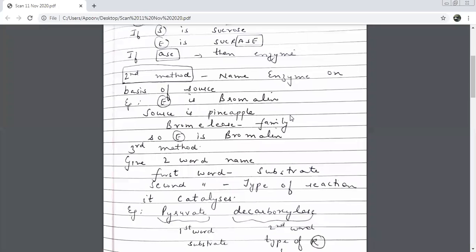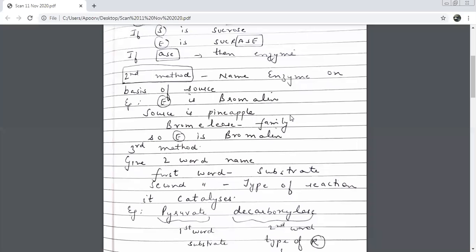Can anybody tell me why this system must be outdated now? What confusion must have occurred? I told you what the confusion was in the first one. Can you guess, beta, what confusion must have occurred in this one? Ma'am, because one enzyme could be found in many sources. Yes, beta, you've given the absolutely correct answer. Very good, excellent. One enzyme can be extracted from different sources.